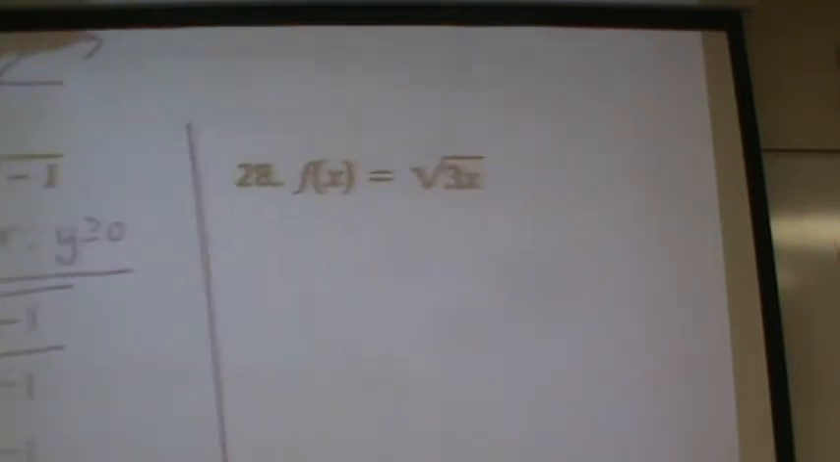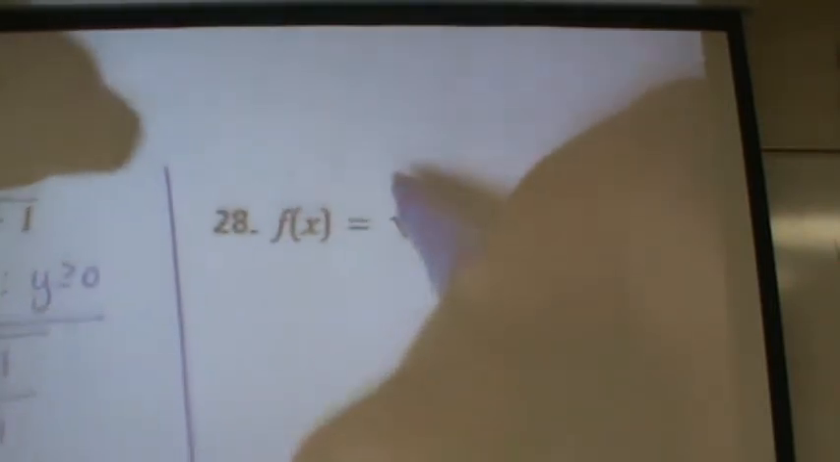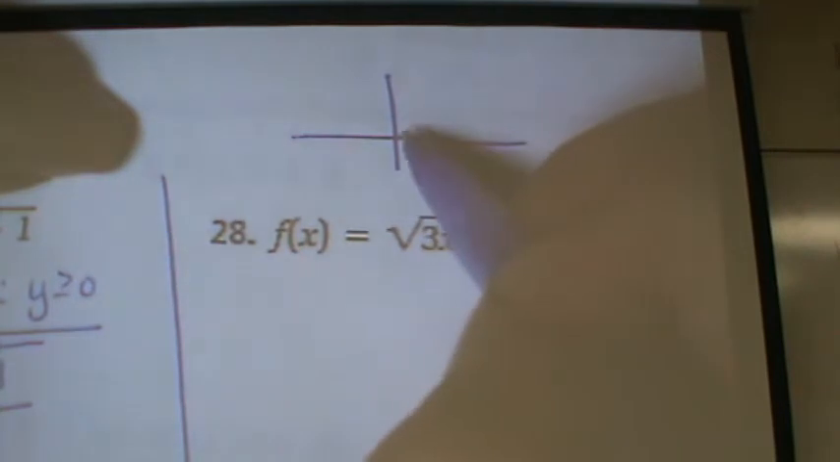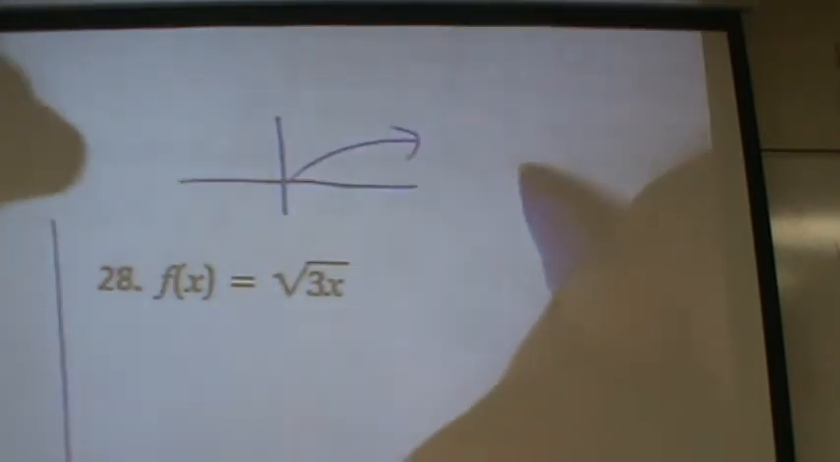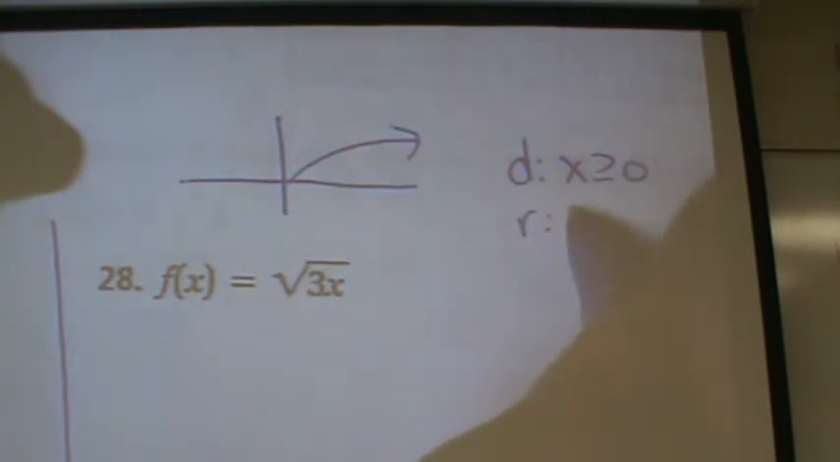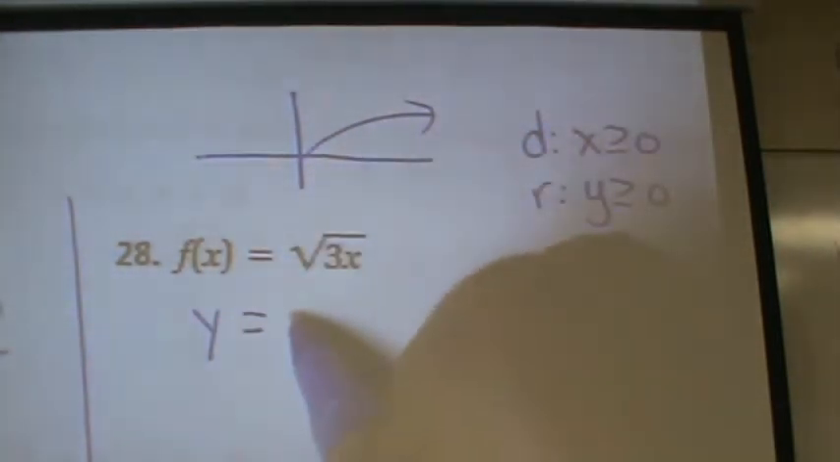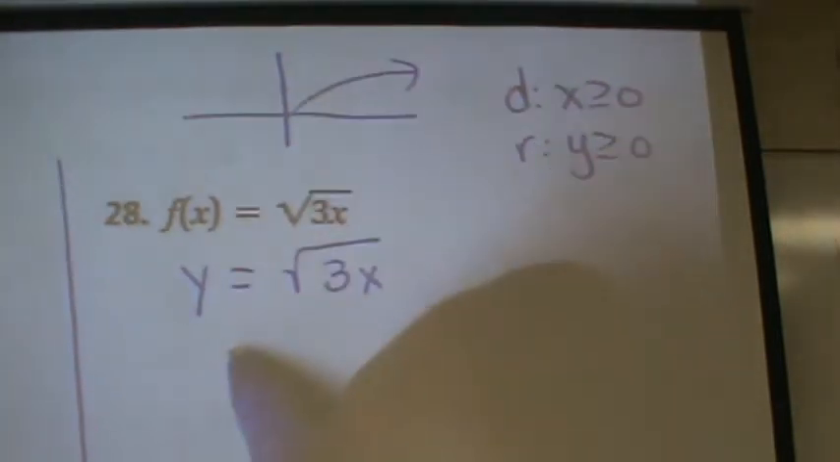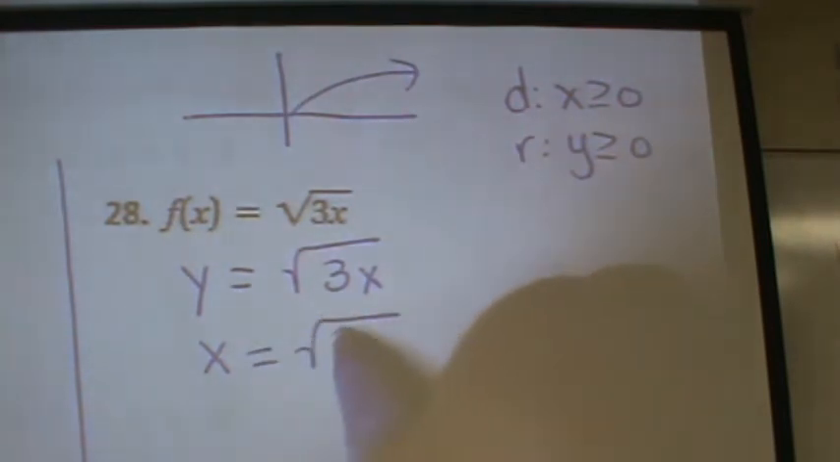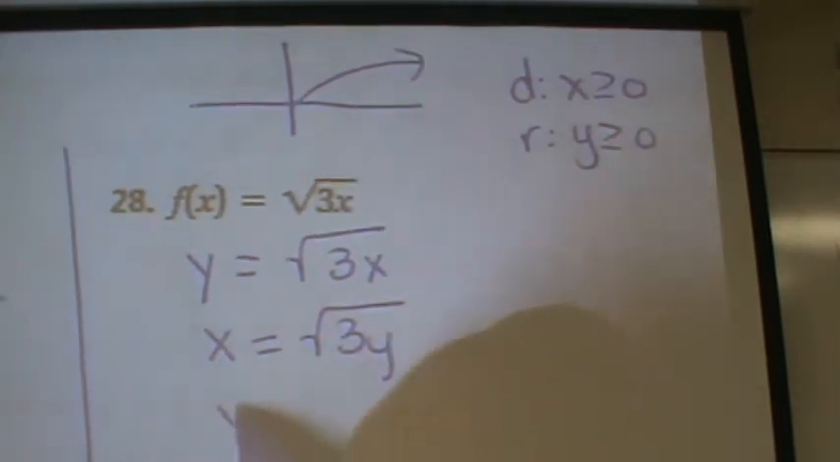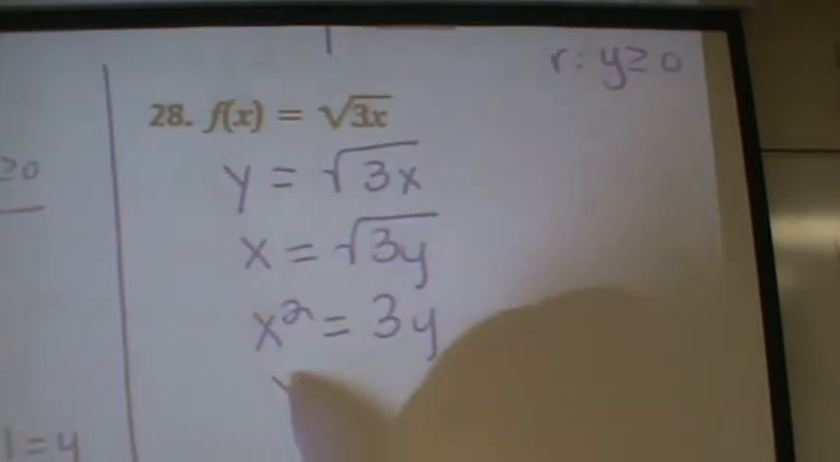And the last one. This one is also a rocket. Your domain is all real, x is greater than or equal to 0, and your range is y is greater than or equal to 0 for this one. When you switch this, y is equal to root 3x. You're going to switch x and y, square both sides, and then divide by 3.